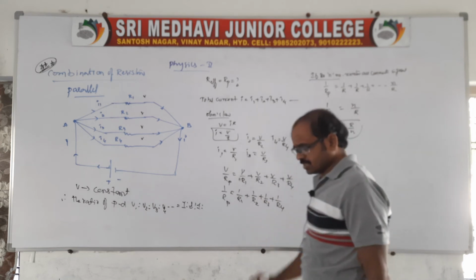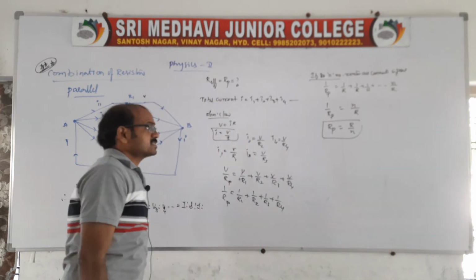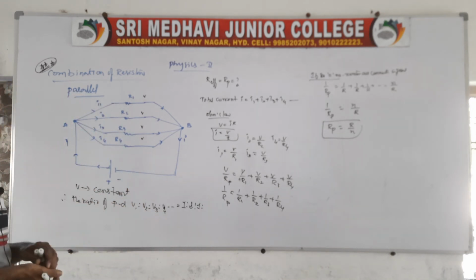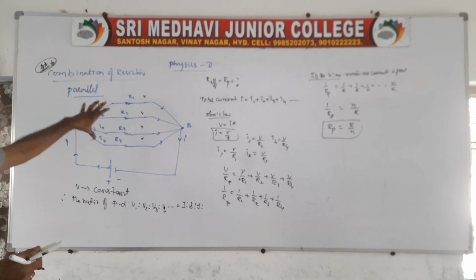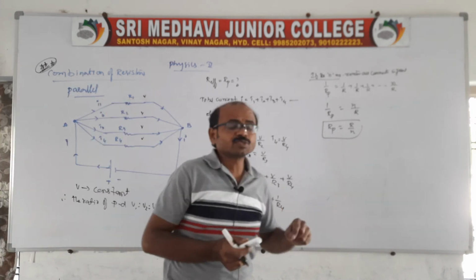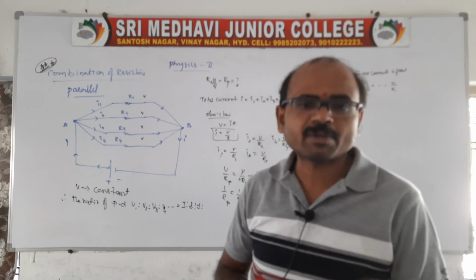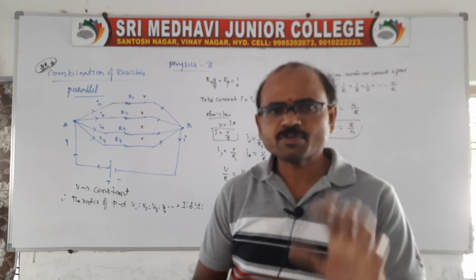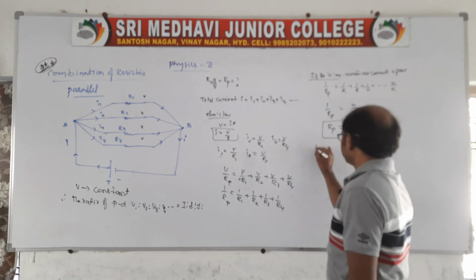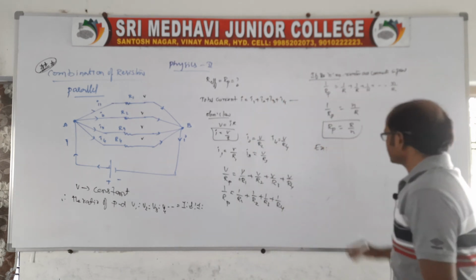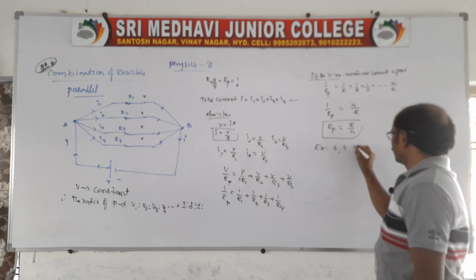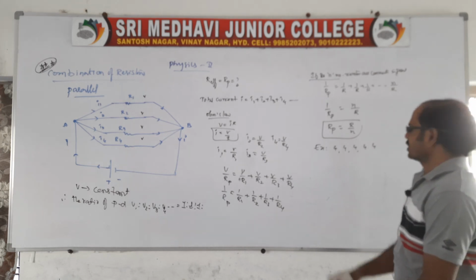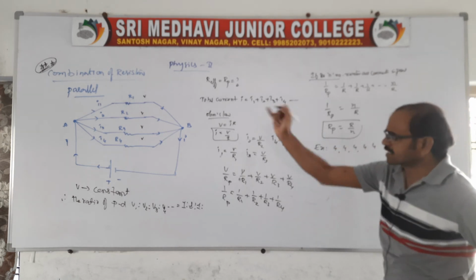So this is about the effective resistance in case of a parallel combination. And you remember, in a parallel combination, the effective resistance is reduced compared to the individual resistors. Suppose I give you an example. Each resistor is 4 ohm, 4 ohm, 4 ohm, 4 ohm. Like 5 resistors are connected in parallel.